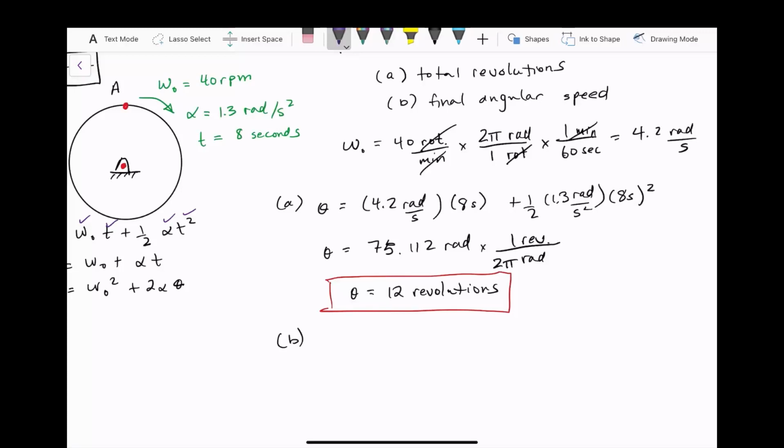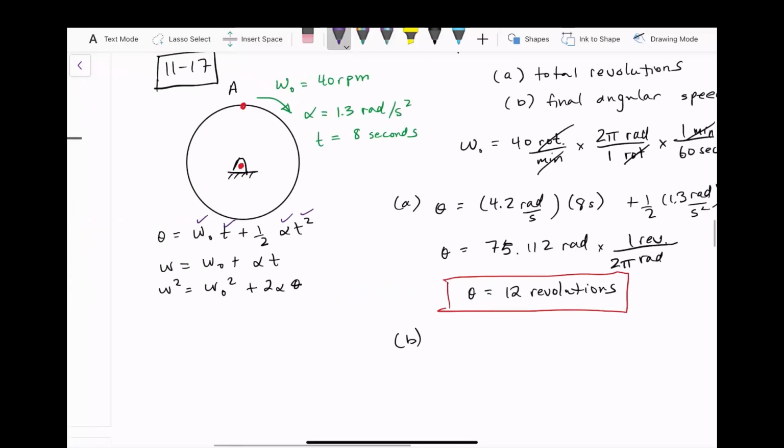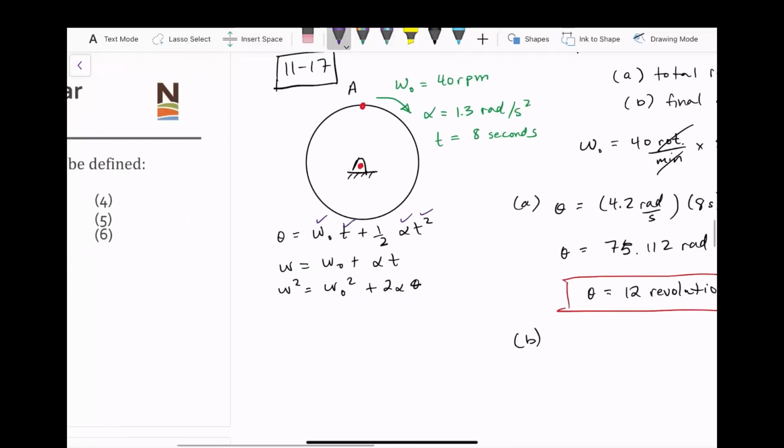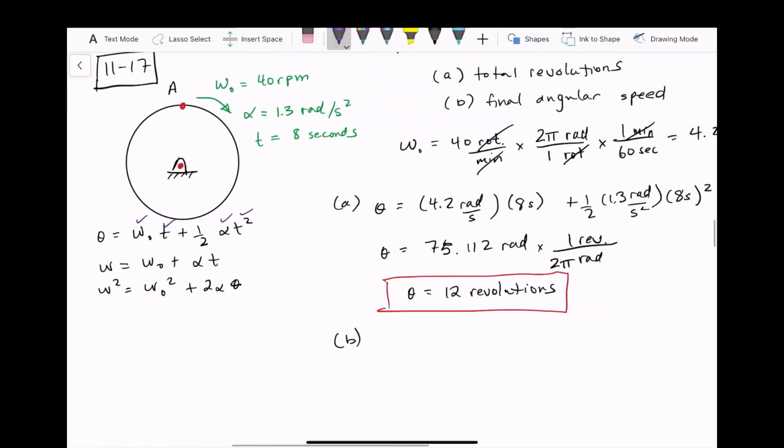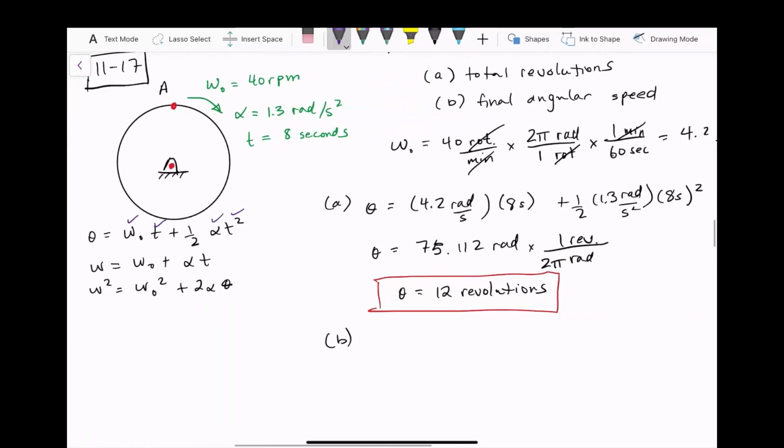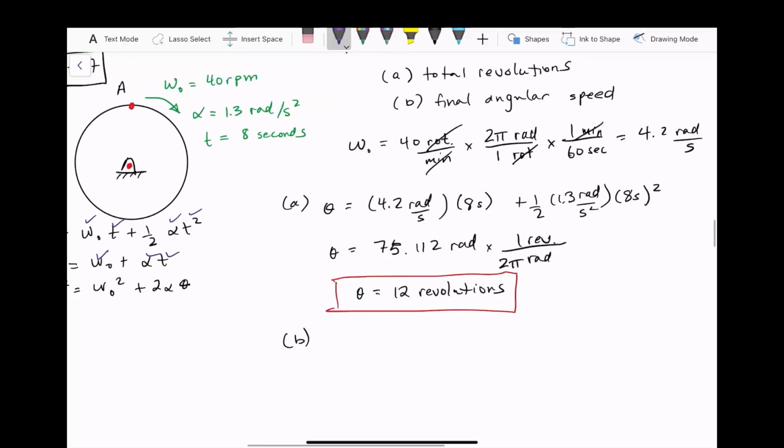So we are going to take a look at, let's use the simplest of the 3, which would be equation 5. We want to find the final angular speed. So do we have the initial? Yes, we have time and we have acceleration. So we should be able to do that calculation.